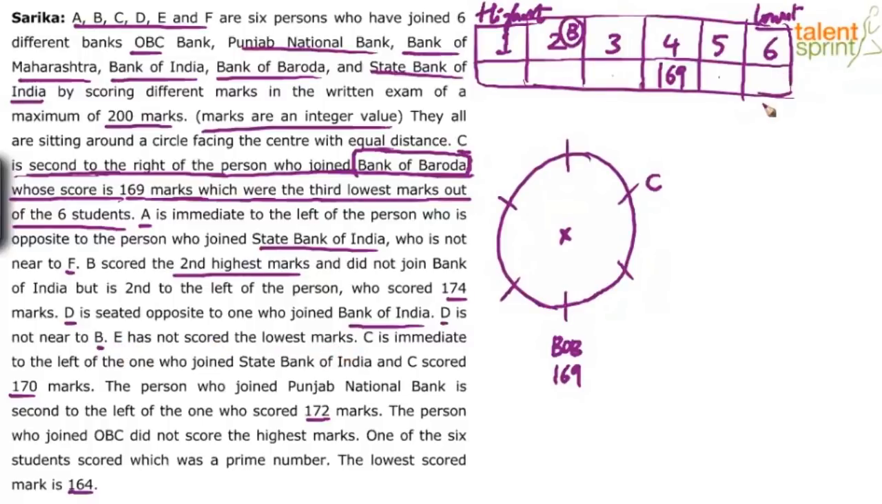Now, E has not scored lowest marks means what? E will not come in this cell, right? This is not for E. But how does it help us? Doesn't really help. C is immediate to the left of the one who joined State Bank of India.